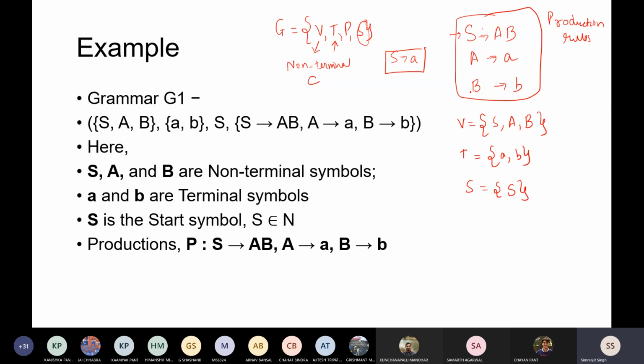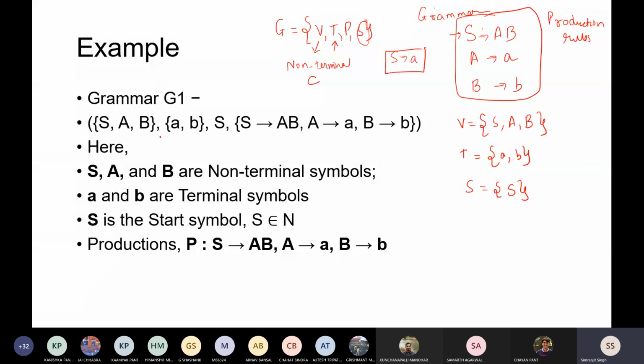Because it satisfies all four, there is a non-terminal in the grammar, there is a terminal in the grammar, there is a start symbol in the grammar, and there are production rules in the grammar. So I can call this a grammar, because all the four tuples are satisfied in this.